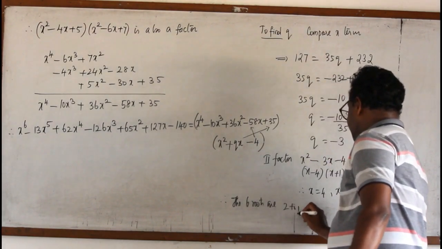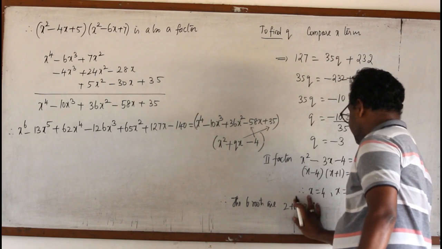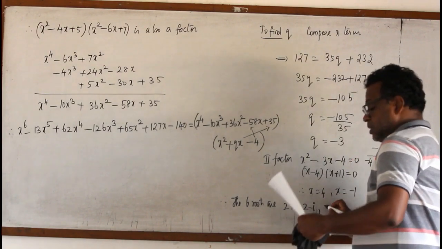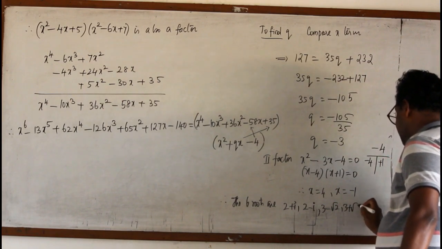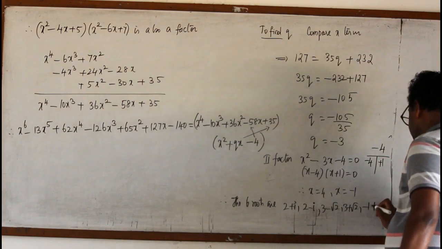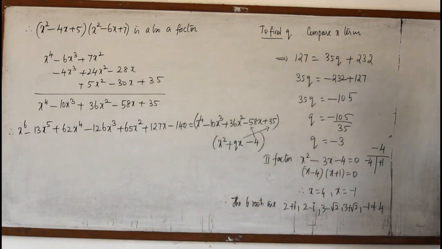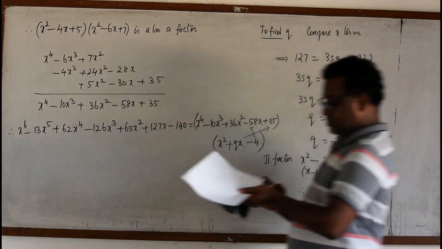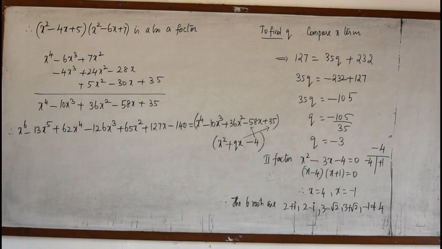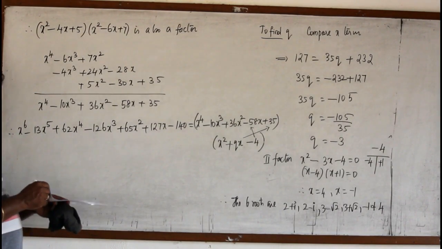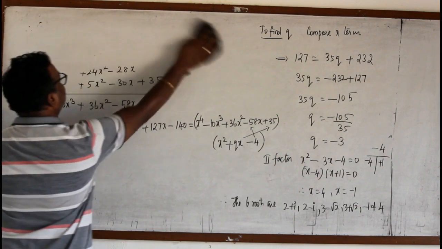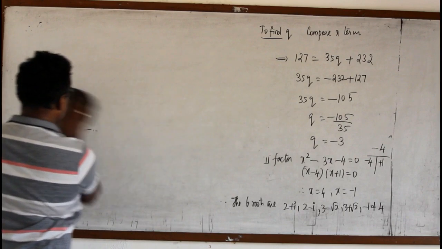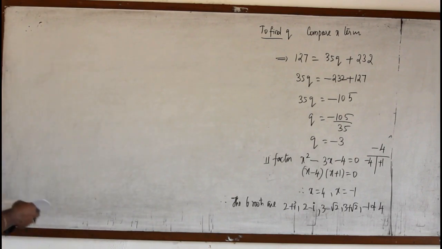2 plus i, 2 minus i, 3 minus root 2, 3 plus root 2, then minus 1 and 4. All the 6 roots are there. So we can factorize or we can find the roots of an equation with a higher degree like this if 1 or 2 roots are known to us. Now we shall go for the next example.